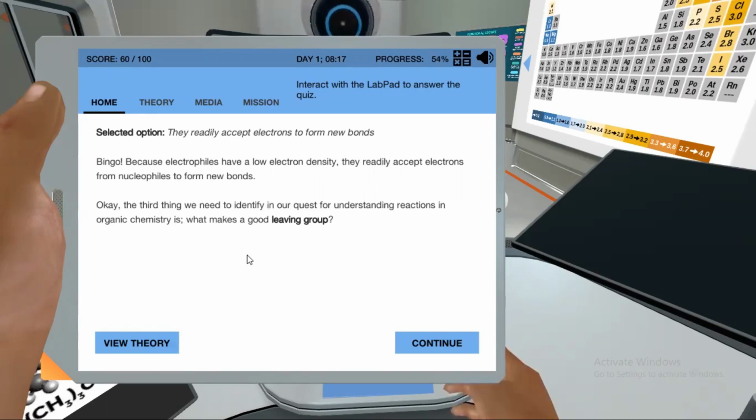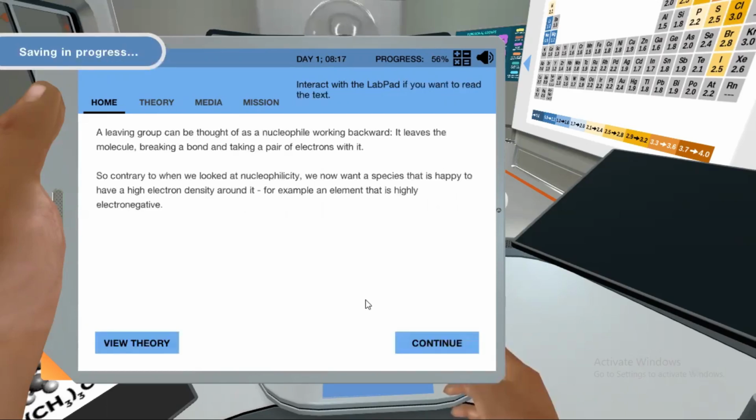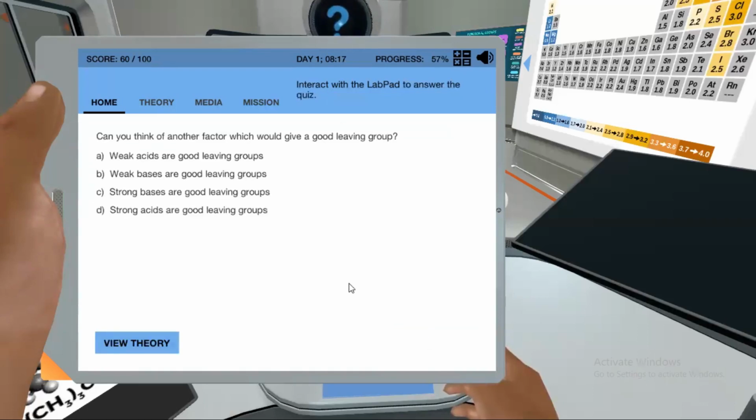Okay, the third thing we need to identify in our quest for understanding reactions in organic chemistry is, what makes a good leaving group? A leaving group can be thought of as a nucleophile working backward. It leaves the molecule, breaking a bond and taking a pair of electrons with it. So contrary to when we looked at nucleophilicity, we now want a species that is happy to have a high electron density around it, for example an element that is highly electronegative. Can you think of another factor which would give a good leaving group?